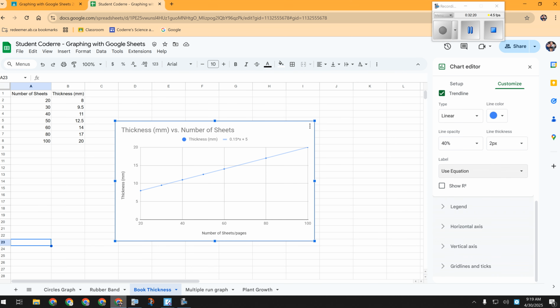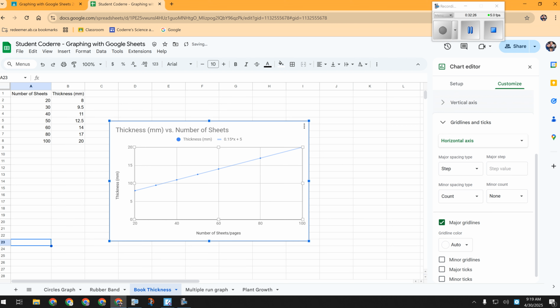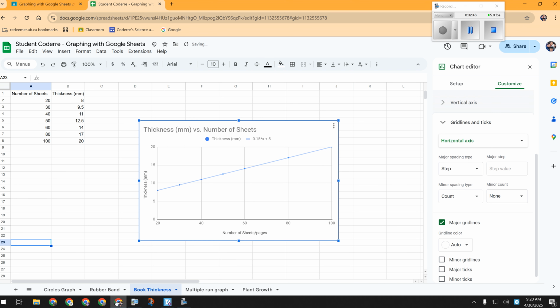What it's showing here is that if I had this point right here, and I went across, its value would be 8. That would be its y value. Its x value would be 20. Everyone with me on that? This one here would be 9.5 and 30. So y would be 9.5, x would be 30. That's what those parts mean.